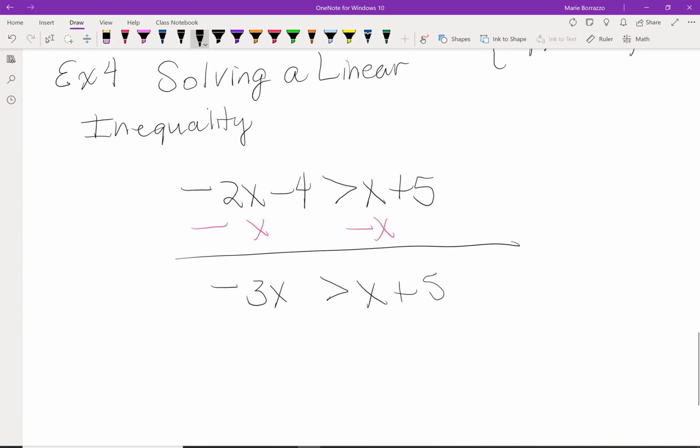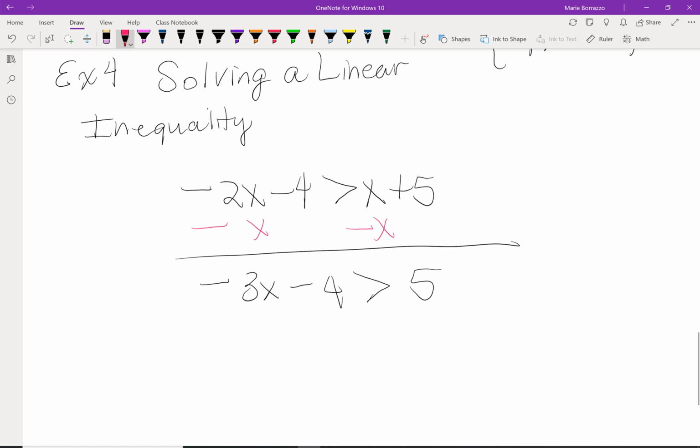I'm sorry, negative 3x minus 4. Wow, we're having a morning today. Let's try this again. This is going to leave us with negative 3x minus 4 is greater than x plus 5. There you go.